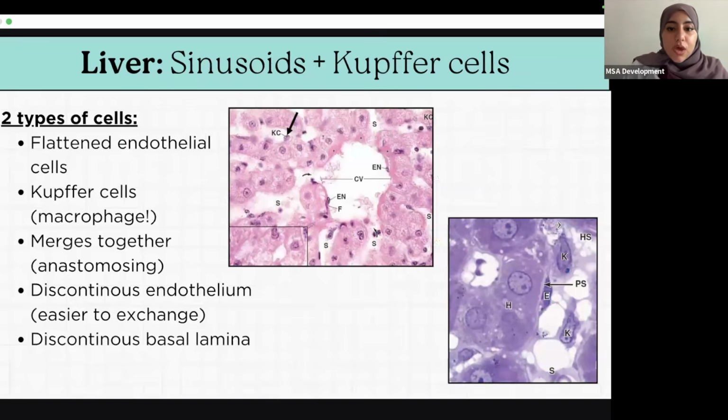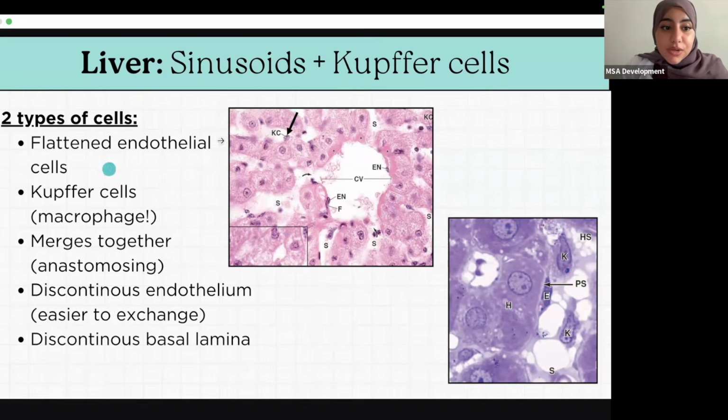Now, okay, so sinusoids, like I said, they're capillaries, so they're meant for diffusion. And there's also Kupffer cells. Now, macrophages, when they're in the blood, are called macrophages. However, when they go into tissue, they turn into other cells with many names all throughout the body. In the liver, they're called Kupffer cells. So Kupffer cells are very unique to the liver. Macrophages anywhere else would be called something else.